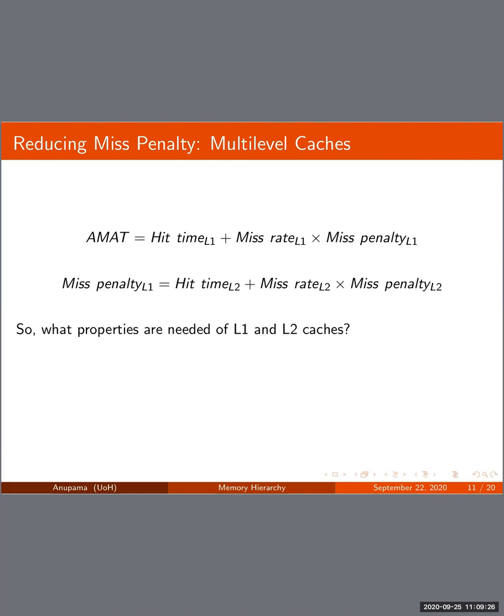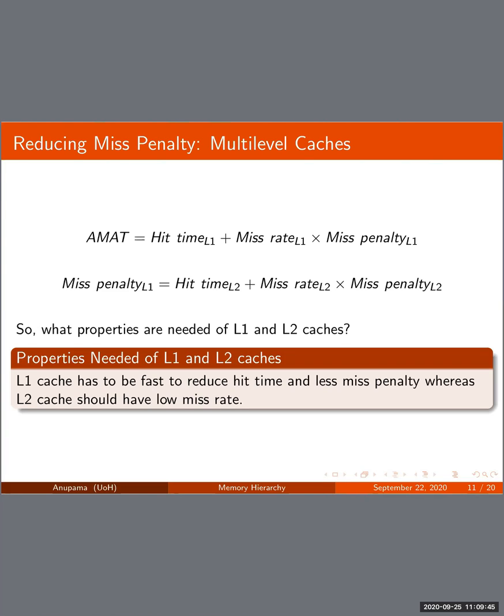Whereas when you talk about level 2 cache, the miss rate should be less because every time you have a miss in the L2 cache, you have to go to the main memory assuming there is no L3 cache. So you want to reduce the miss rate at the level 2.